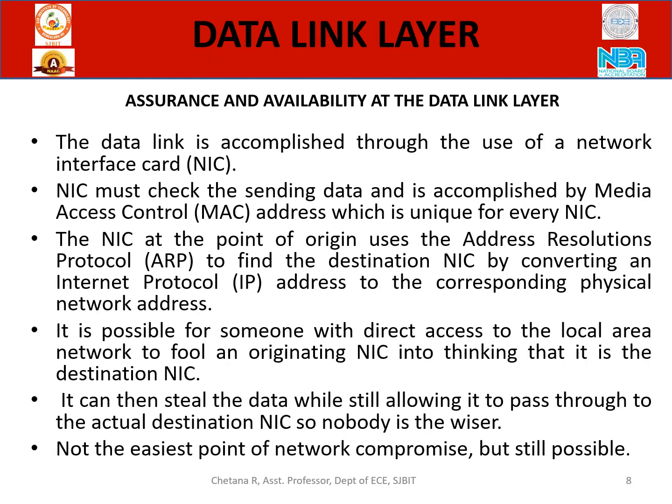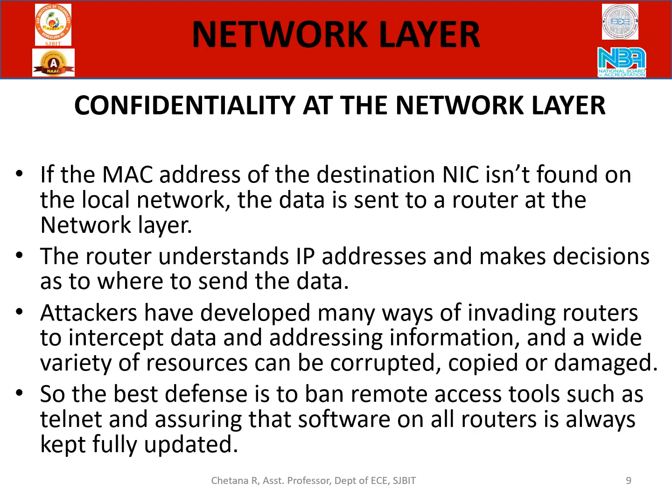Next we go to the data link layer. You have an interface card, and this interface card has the right protocols corresponding to the addresses. The address can be changed from one network to another, and there also it is prone to attacks. Next we have the network layer. In the network layer, if the MAC address of the destination isn't found, the data is sent to the router. The router will understand the IP address, make a decision wisely and send the data to the suitable address.